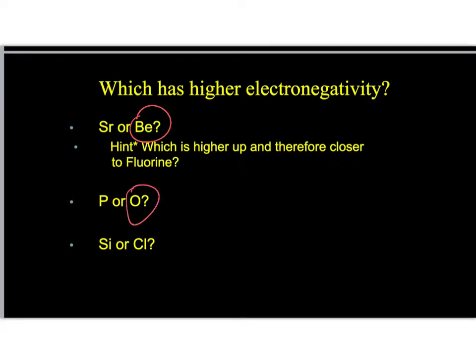And then we look at silicon and chlorine. Chlorine is further to the right, so it's going to have the higher electronegativity. Remember, electronegativity increases from bottom to top and left to right.